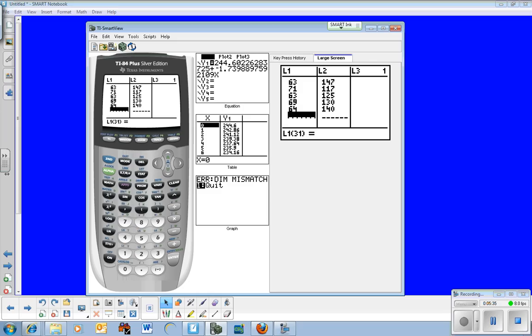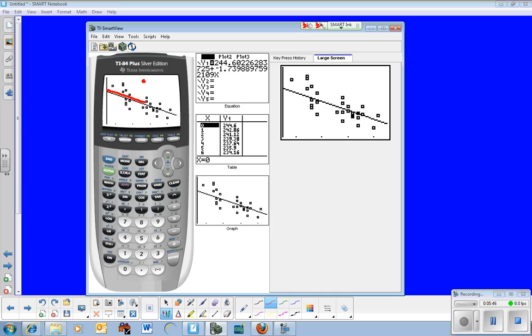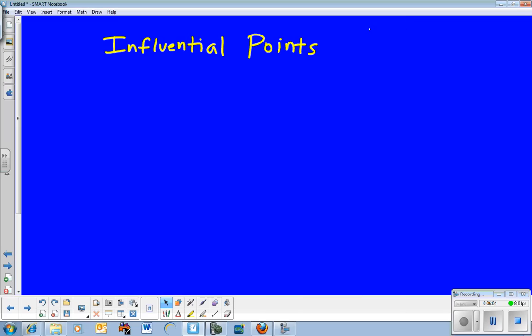On my picture, if I zoom 9 again to get back to where I was, if I had an outlier that was right here, that might make my line shift up a little bit. But that's not going to really tilt my line on a whole new angle the way an influential point was. So an outlier is far away, an influential point is on the edges, and it can really tilt your line a lot. Okay, so let's call that our discussion on influential points. And really, I just wanted to show you that calculator stuff.